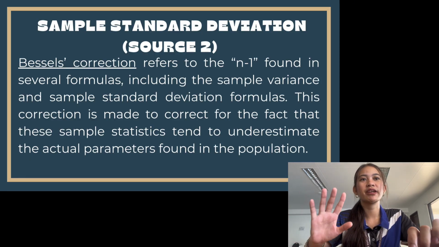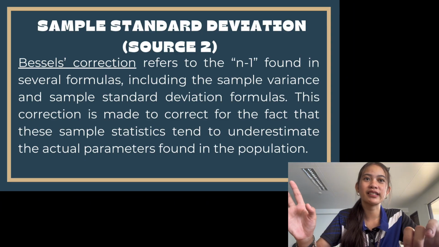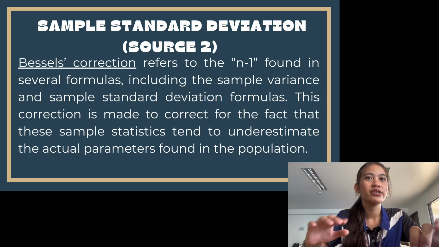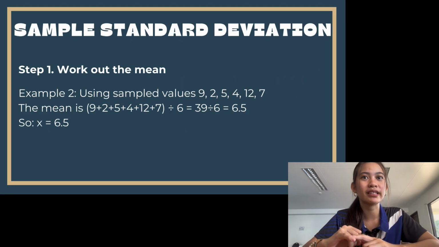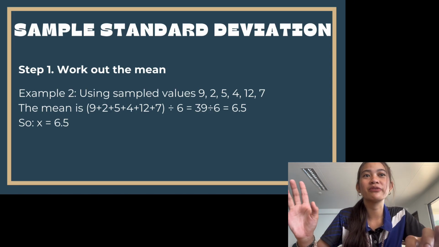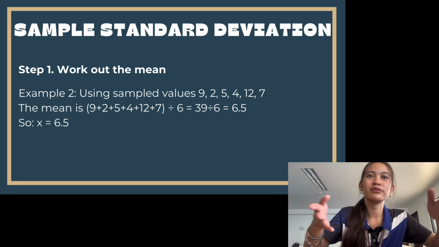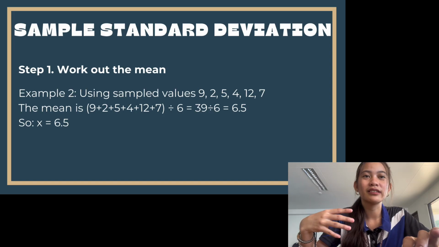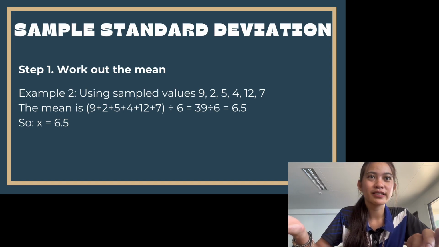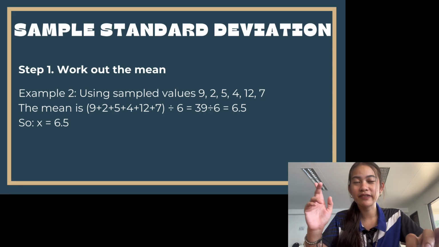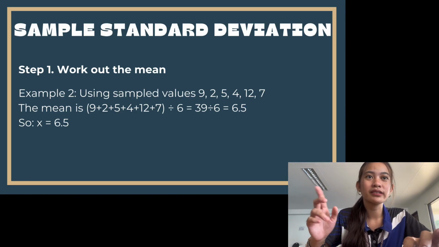This correction is made to correct for the fact that these sample statistics tend to underestimate the actual parameters found in a population. So here we have step 1: work out the mean. Example 2, using sampled values 9, 2, 5, 4, 12, 7. For the mean we add it all up and then divide by the sample size, which is 6. Here we have 9 plus 2 plus 5 plus 4 plus 12 plus 7 equals 39. 39 divided by 6, that is the mean, equals 6.5.